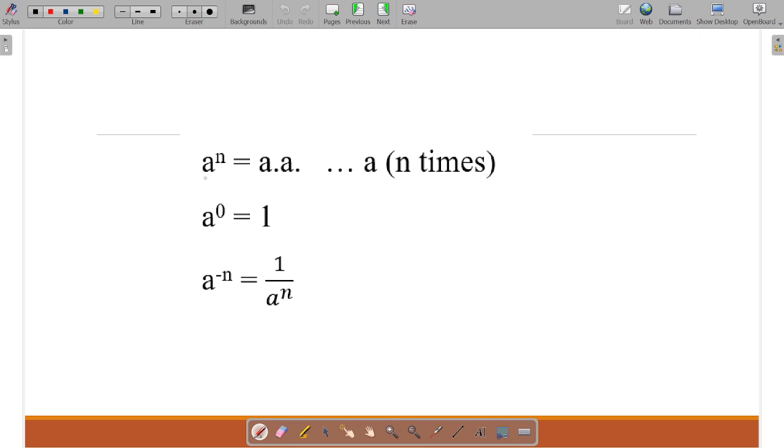Usually a power n denotes a multiplied by itself up to n times. That is, a is repeated n times, so it is called a power n. A power 0 is usually 1 here, and a power minus n is equal to 1 by a power n. Usually we use this notation.